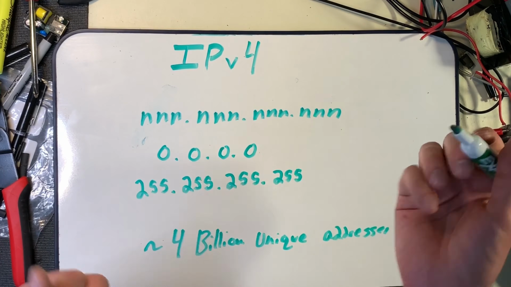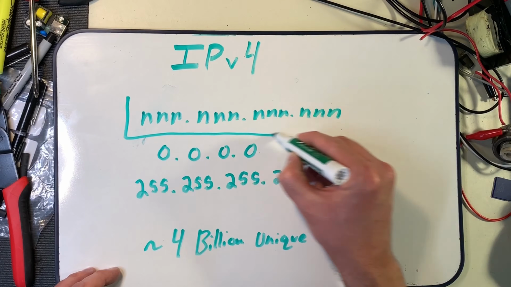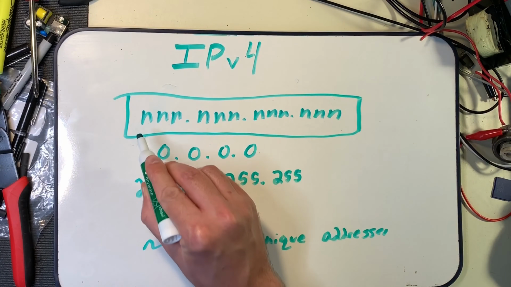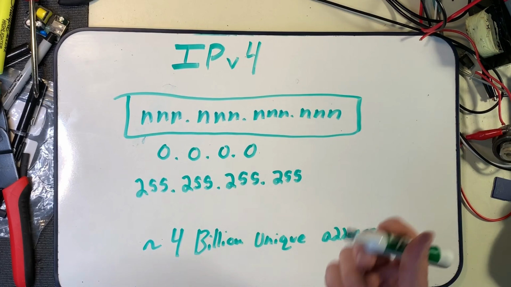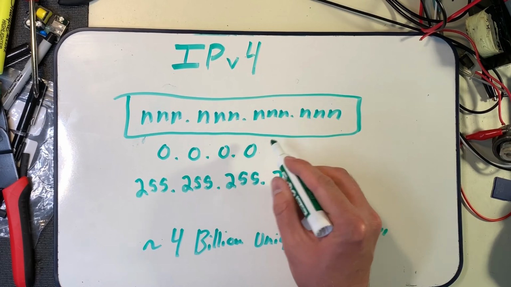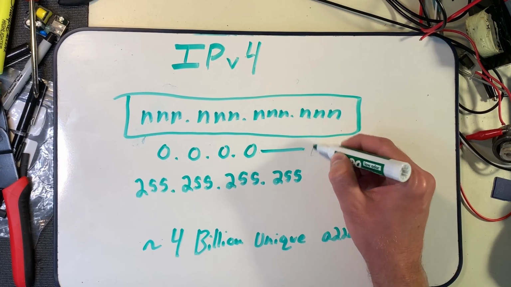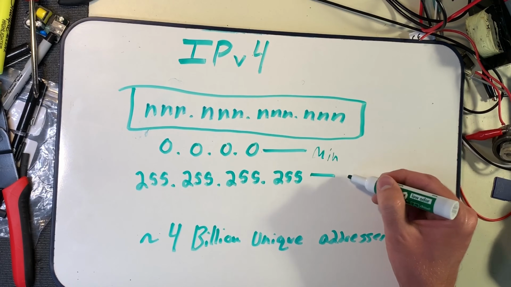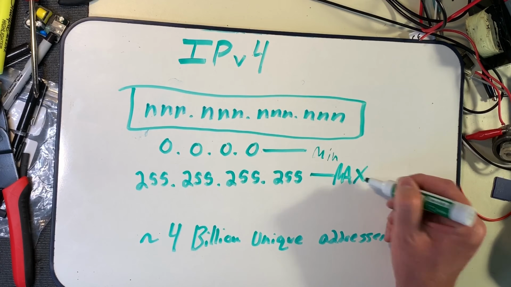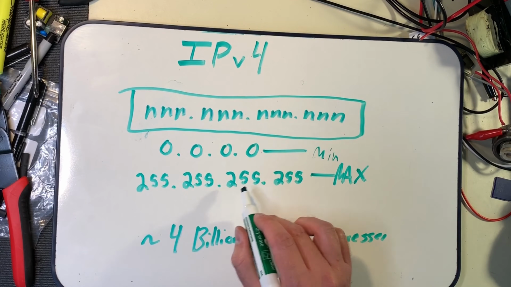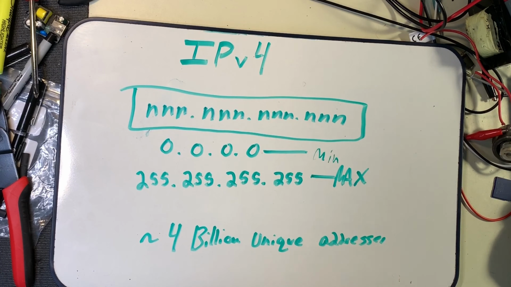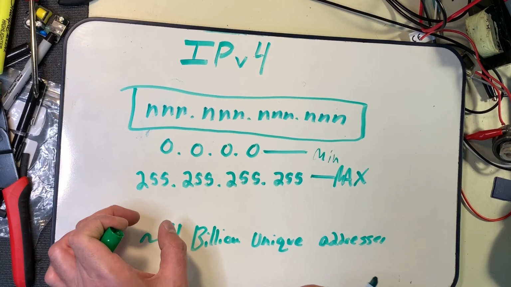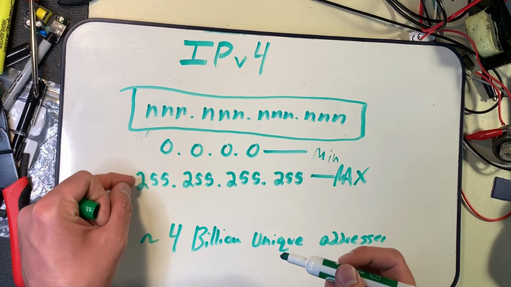In IPv4, each IP address is going to have a format that looks like this, and each of these ends here would represent a number. The minimum address is all zeros, and the maximum address is all 255. That's because each of these numbers corresponds to 8 binary digits, and that has a maximum range of 0 to 255.